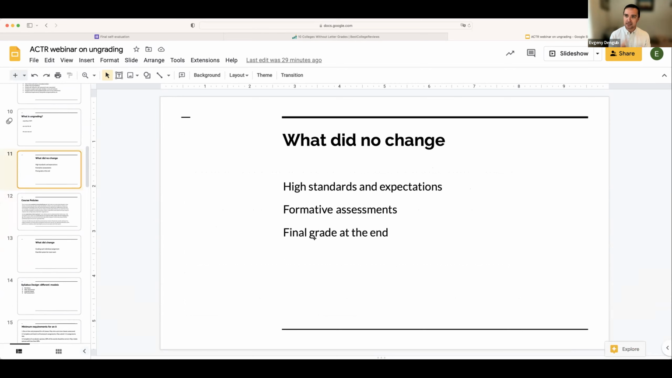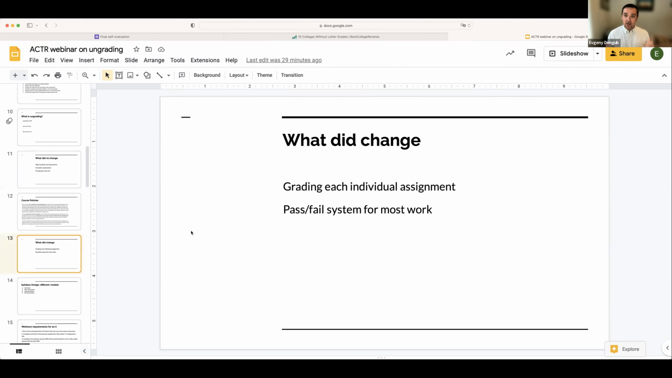This is regular quizzes and tests, because you need to memorize vocabulary. You cannot not learn words when you learn a language, and I'm telling this to my students, and I'm going to help you, because humans are lazy, so if you don't have to, you won't. So let me help you by giving you regular quizzes, so that you have an extra incentive to memorize the vocabulary. So it's there. And again, the final grade at the end is still there. What did change is the grading of each individual assignment and the introduction of the pass-fail system for most elements of the course, most work.